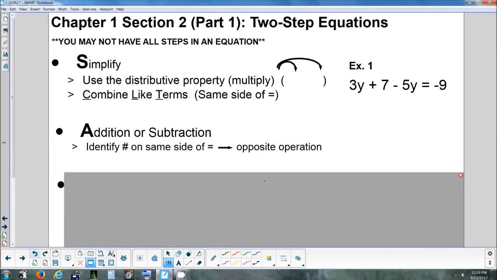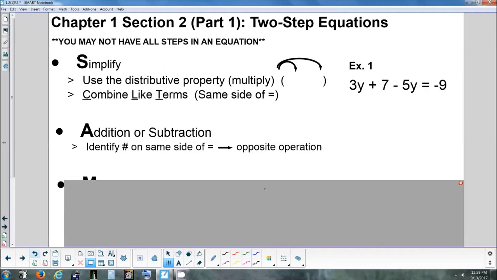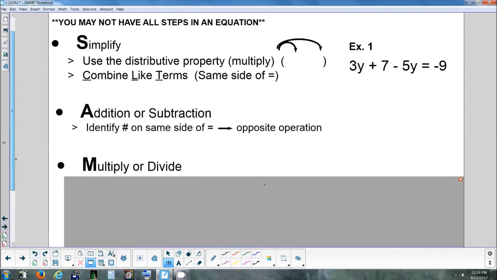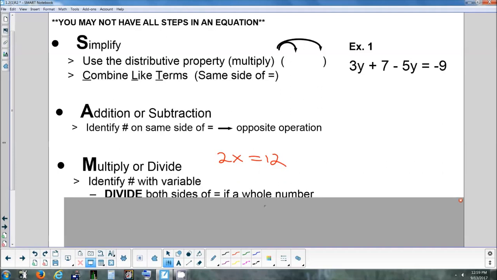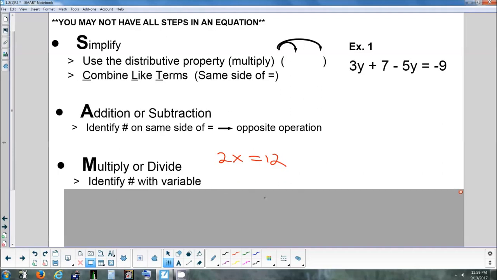Okay, anybody have a guess what the last letter stands for? There's two operations, and these are the last two you deal with. Xander? Yeah, multiplying and dividing. So once you get to this step, you'll probably have a problem like this. Okay, once you get to the multiply or divide step, that's what your equation should or could look like, one of two options. So now you identify the number with the variable.